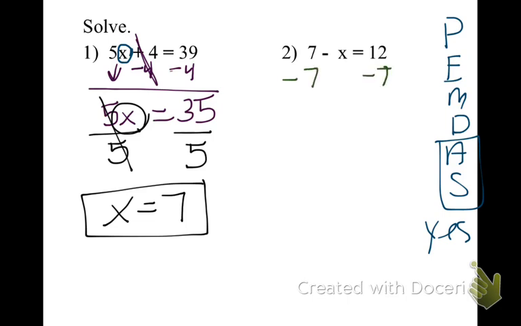Well, it's supposed to be 7. My 7's will cancel out. Now don't lose that negative. It's in front of my term. It's in front of my variable. So this becomes a negative x is equal to, see, 12 minus 7 is 5.